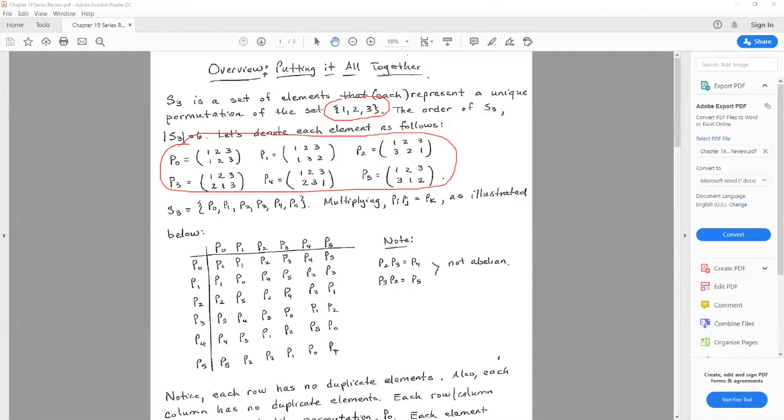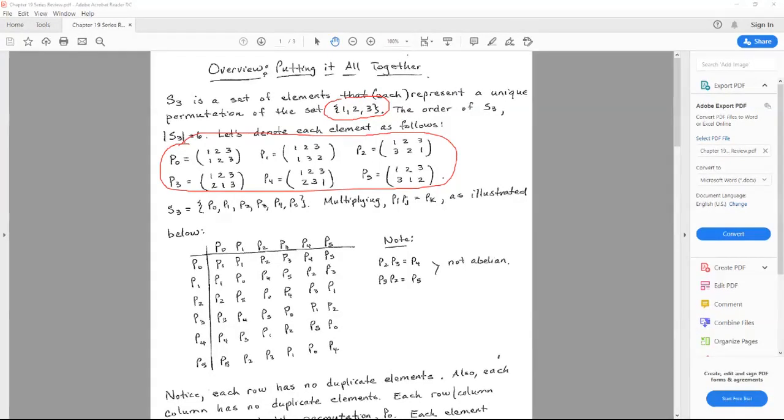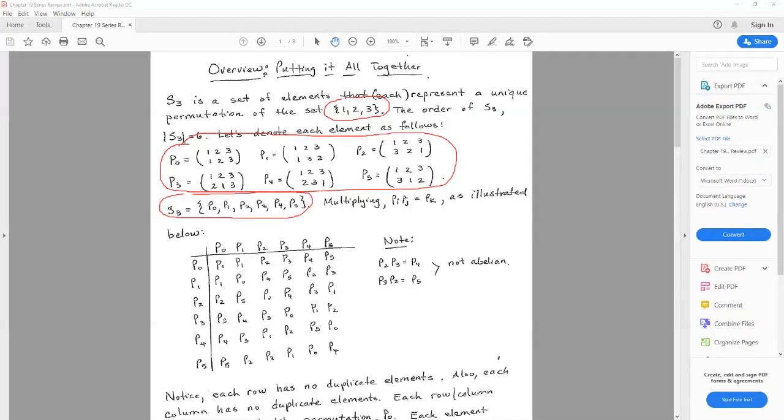And I decided to designate each of the permutations as P0, P1, up to P5. In other words, S3 is the set containing the 6 different permutations. And notice from the Cayley table that if you multiply any 2 permutations together, you get another permutation. So this binary operation has closure.